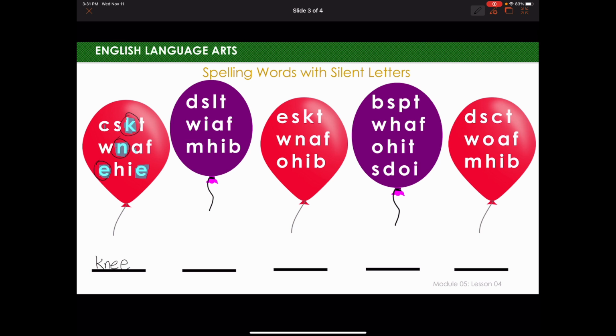Let's see if we can decode this word. Whenever I have two E's together, that's kind of like the magic E. It makes the E sound. And I know that K-N, K is silent, and these two letters make the N sound. So this word is N-E, knee. Like your knee is a part of your body. Very good. Let's move on to the next one.